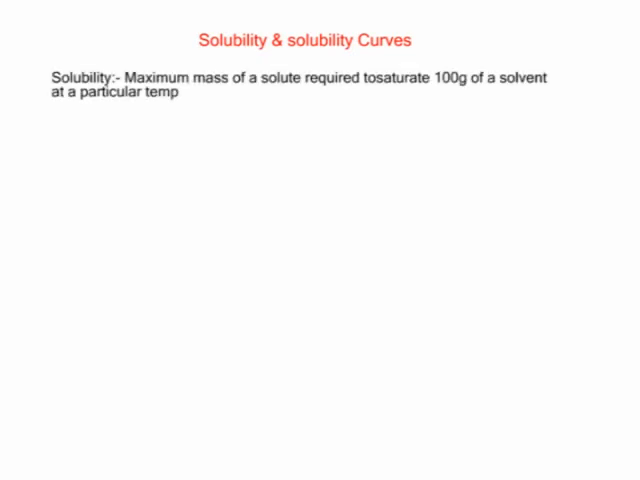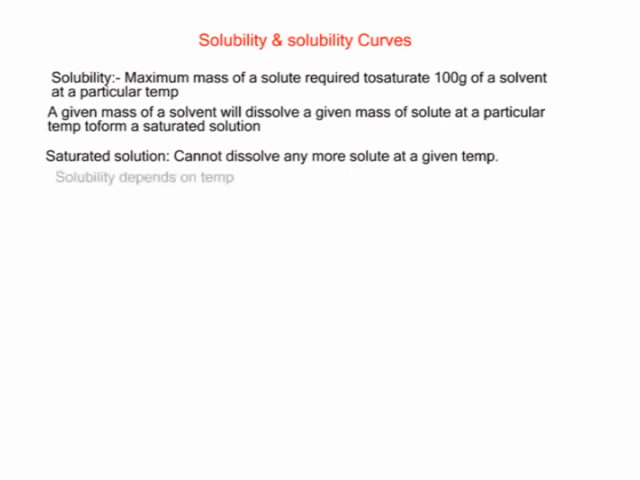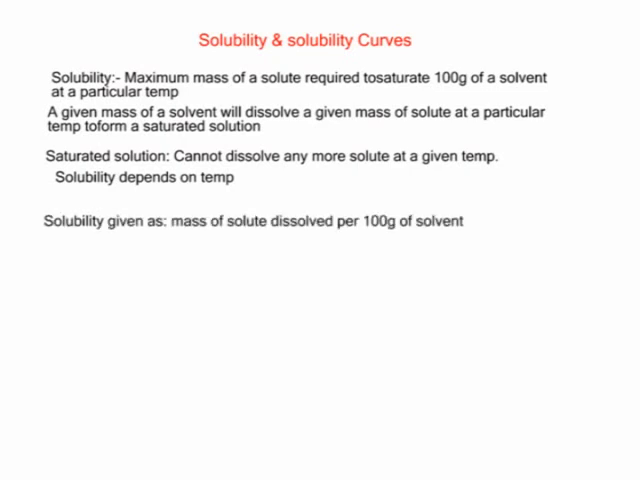To begin with, solubility is the maximum amount of a solute required to saturate 100 grams of a solvent at a particular temperature. A given mass of a solvent will dissolve a fixed amount of a given solute at a given temperature. This fixed amount of solute forms a saturated solution at that temperature. When the temperature of the solution is changed, the amount of solute required to form a saturated solution changes. Usually solubility is given as mass of solute dissolved per 100 grams of the solvent.